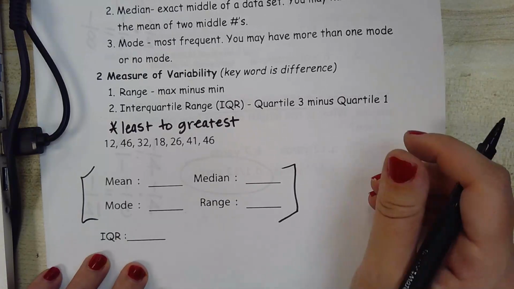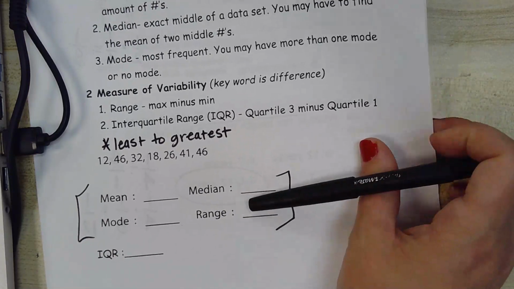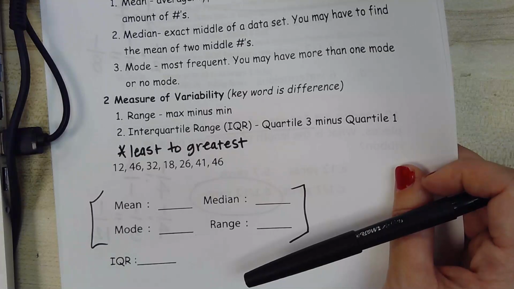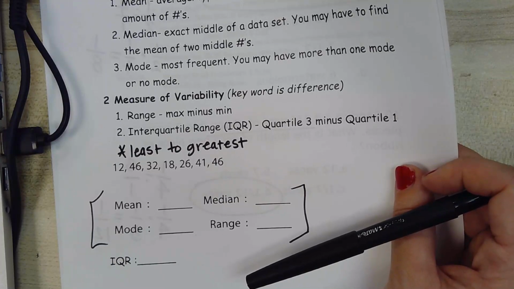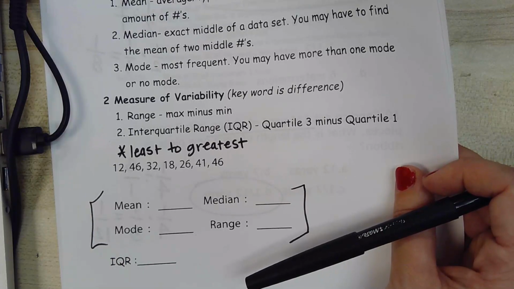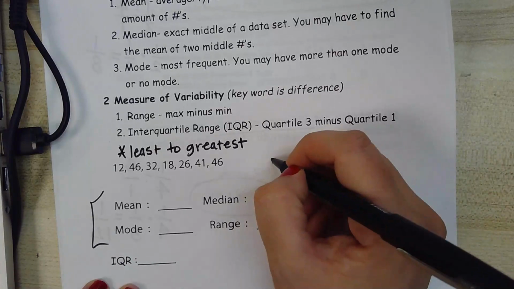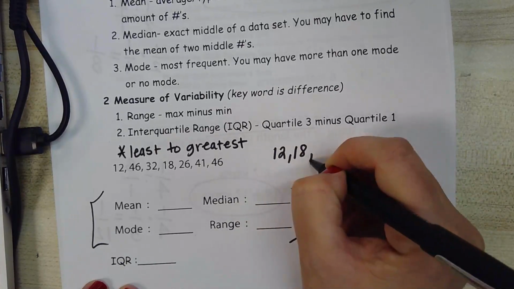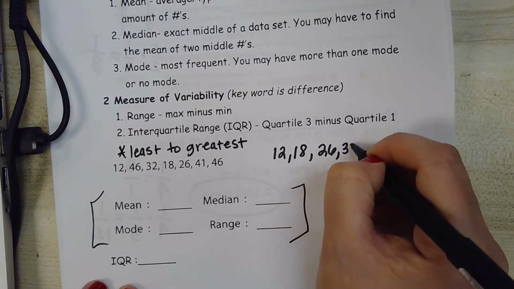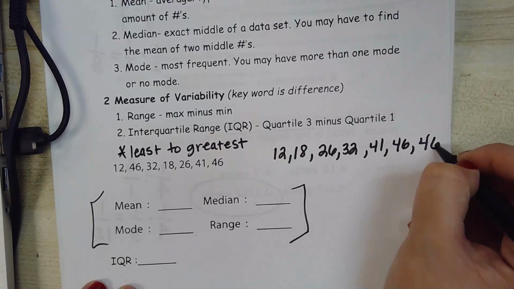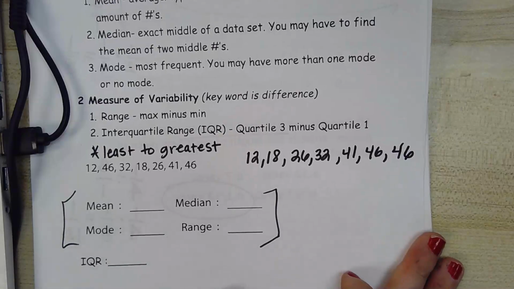And then once you have that, when I'm putting this least to greatest, what am I going to have listed first? Okay, what else? 18. What else? 26, 32, 41, 46, 46. Thank you. All right, so now that we have that situated, let's begin.